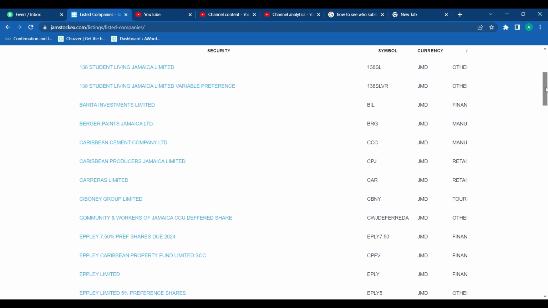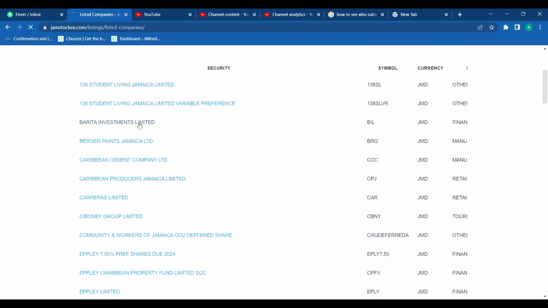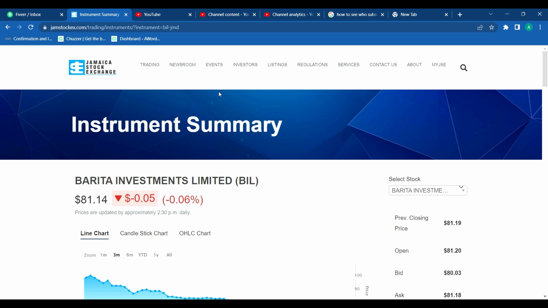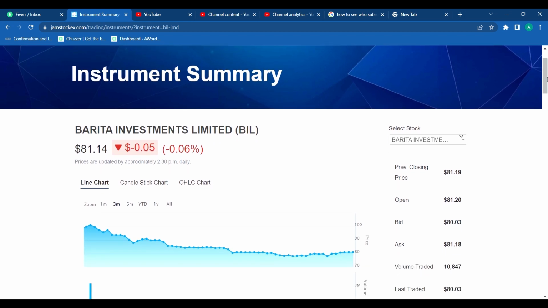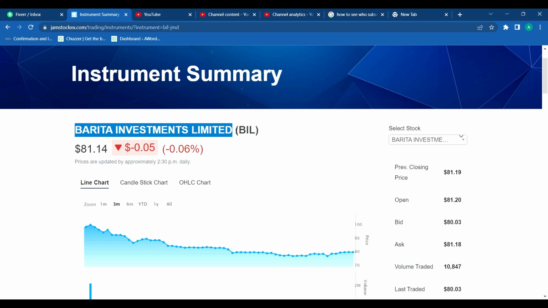Let's say you are interested in purchasing some units or some Barita Investment stocks. When you click on this tab, the first thing you'll see is the instrument summary. Under this, it displays the stock name, Barita Investments Limited, as well as the abbreviation that is displayed on the Jamaica Stock Exchange. This is referred to as the ticker symbol, BIL. Under that, you will see the current price for that stock, $81.14 as of March 29 for 1 unit of that stock.